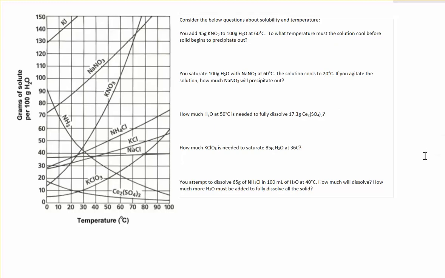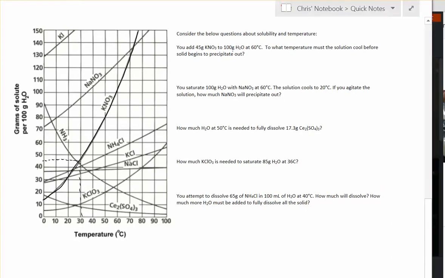Consider the questions below about solubility and temperature. First, you add 45 grams of KNO3 to 100 grams of water at 60 Celsius. To what temperature must the solution cool before the solid precipitates out? Another way to say this is, at what temperature will 100 grams of water no longer be able to dissolve 45 grams of KNO3? Here's our curve for KNO3, and if we look at 45 grams, that's going to cross right around 30 degrees Celsius.